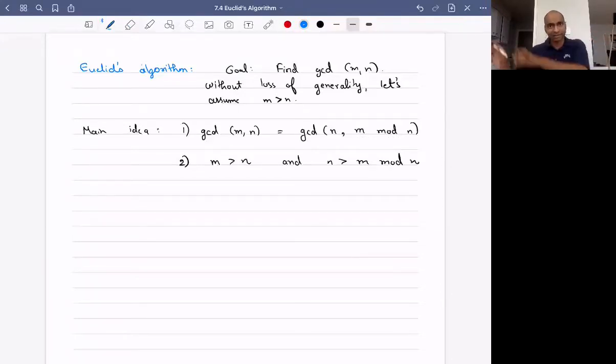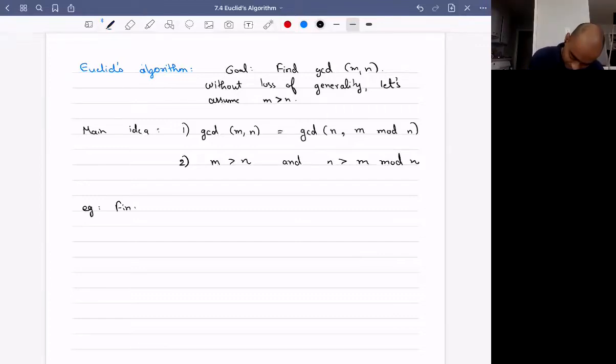And then I can do that again, and then I can do that again, and I can keep on doing that until the numbers are so small that I know their GCD. Essentially, I want one number to divide another. And once I reach that, I know their GCD, which is the smaller number. And that's it. That's the insight due to Euclid. And using this, you can find GCDs of numbers really, really quickly. So let's do some examples to make this clear.